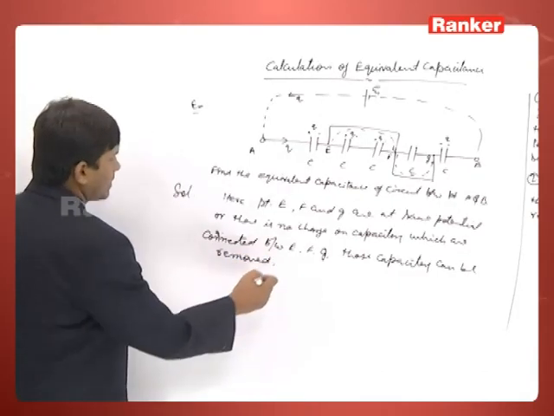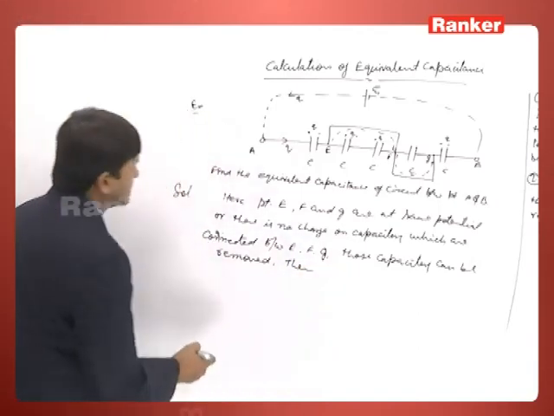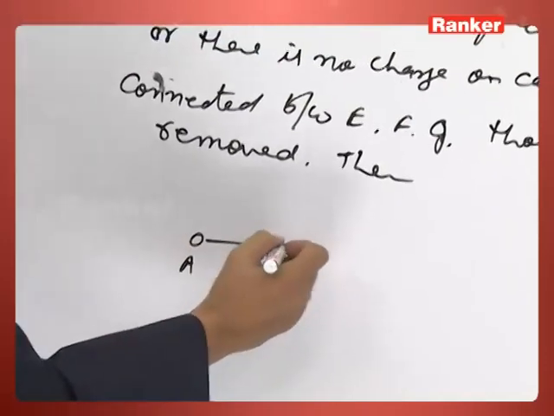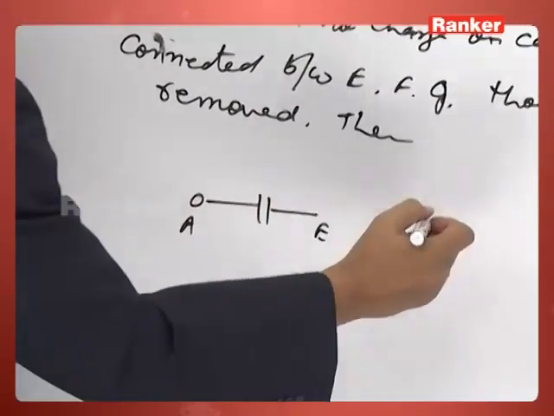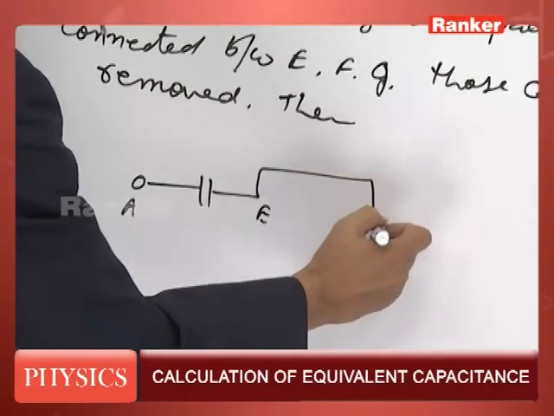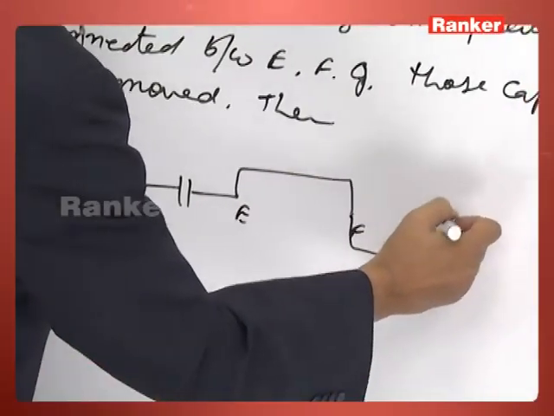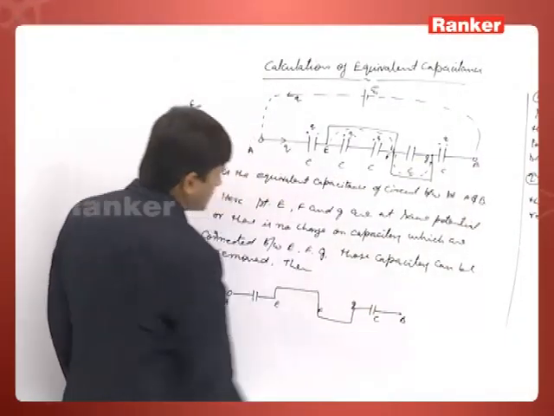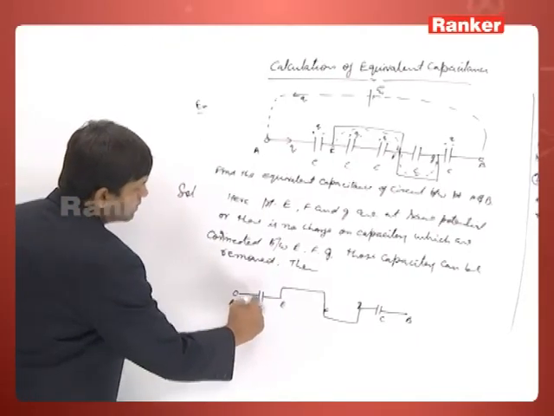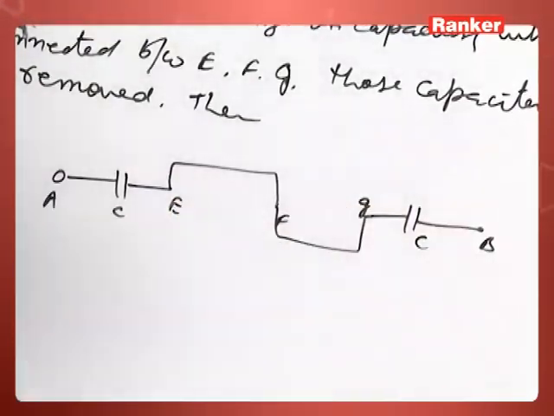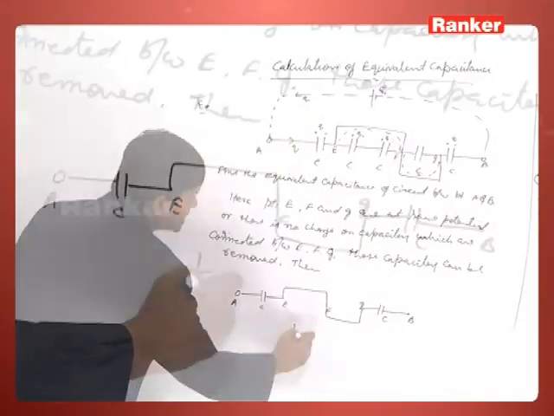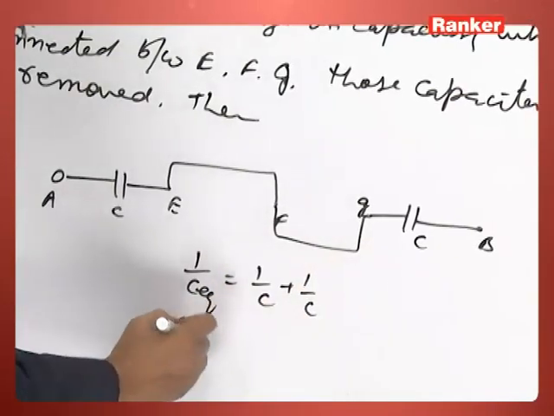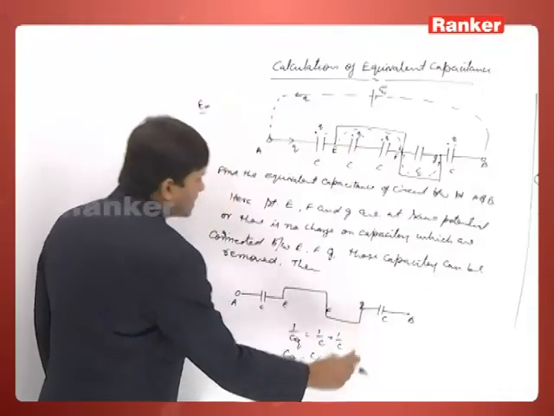Then see the diagram. If I am removing those capacitors, what will come here? This is A point, I remove those capacitors, F point, this is G point, then B. See here. Now these two capacitors are in series. So 1 by C equivalent is equal to 1 by C plus 1 by C. The C equivalent will be C by 2.